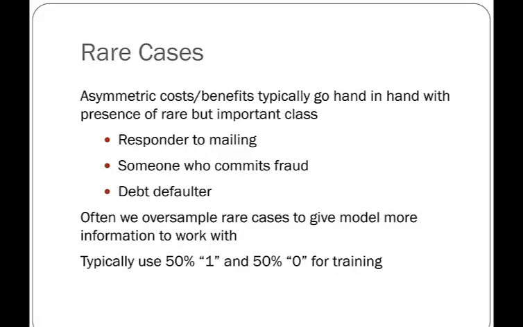Oversampling and asymmetric costs. Sometimes we have rare cases. We've actually been talking about some already. And when we have that with asymmetric costs, and that's typically what happens, then we can do something called oversampling that gives us more information to use in our model to identify those rare cases. So we would do that in the training data set so that the model actually kind of knows what to look for. And the idea would be to use 50% ones and 50% zeros in order to build the model.